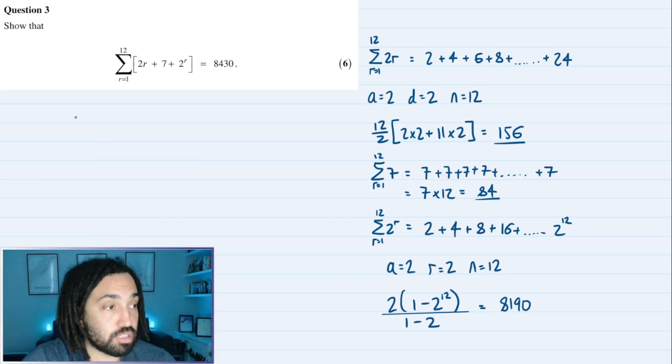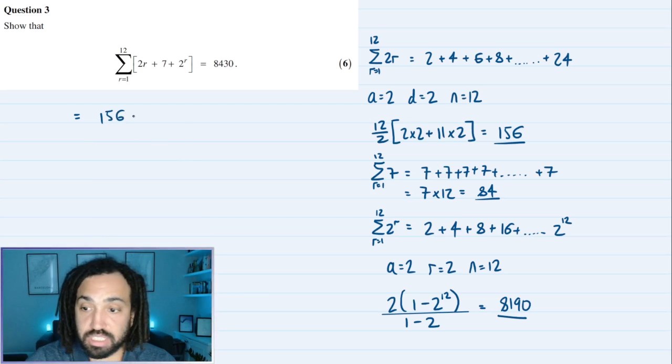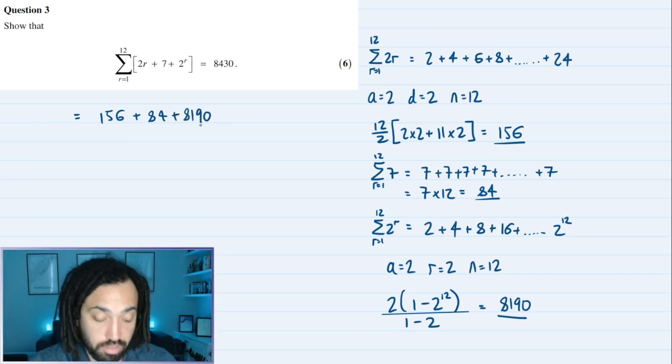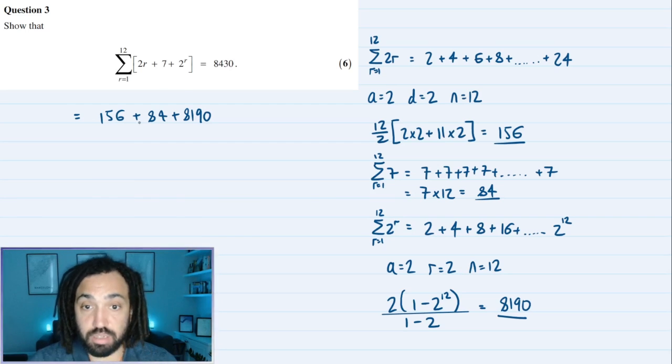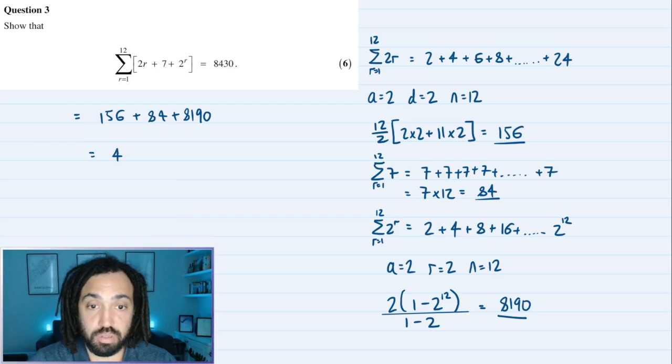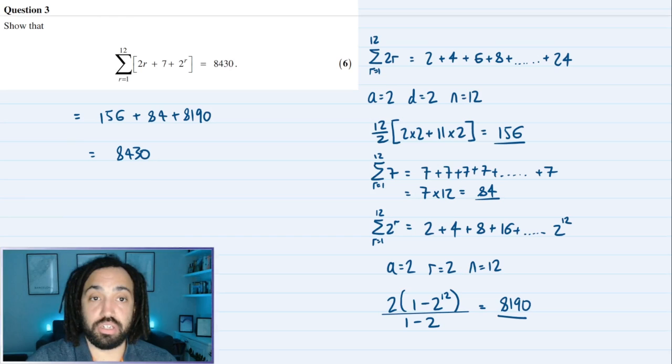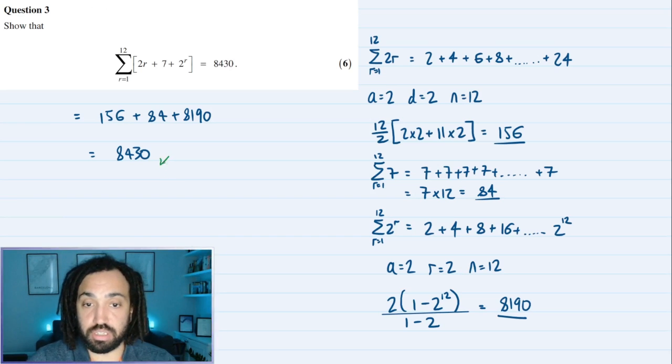So our total answer will be all of these underlined ones added together. So that is 156 plus 84 plus 8190, and voila, that is a total of 8430. So we are cooking. That is good to go. Bosh.